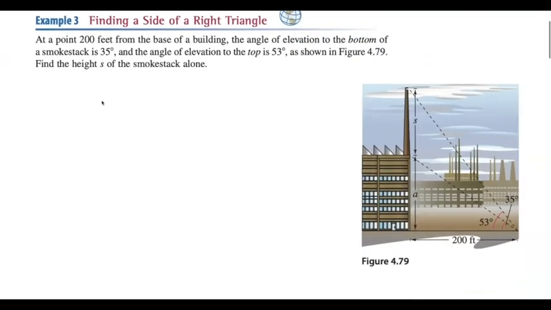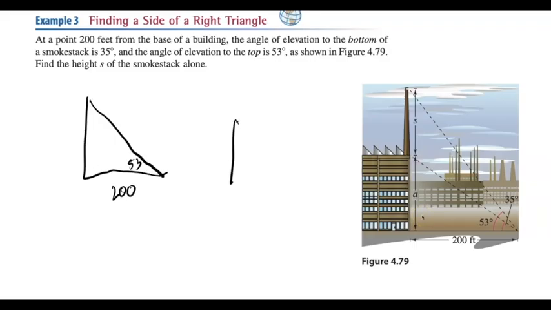Find the side of a right triangle. At the point 200 feet away from the base of the building, so there's my 200 feet. The angle elevation of the bottom of the smokestack is 35 feet. See this one right here is 35, and this one's 53. Find the height S. We want to find this height. In this case, I would just find the height of the bigger one minus the height of the smaller one. We have like basically two triangles here. We have, this is 53, this is 200, and then we have, this is 35, this is 200.